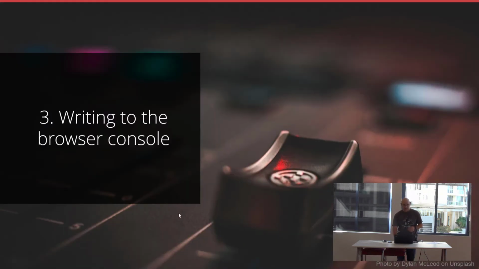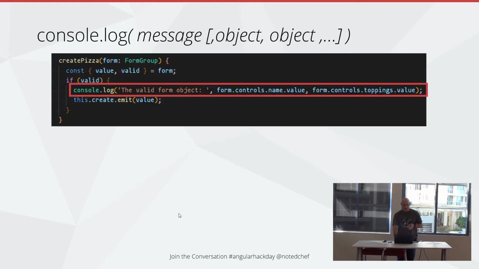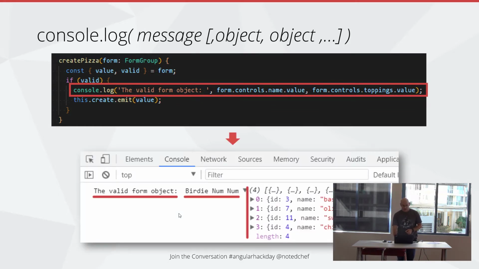Okay, another technique is writing information out to the browser console itself. So that's the developer console. The standard way of doing this is to use console.log, and you can put a message in there, and you can also put any objects in there as well. And for an example, if we logged out the form control, then in the console window, you'd see the information that you logged out, so the message as well as the information about the object that you've logged. And you can drill down into that.